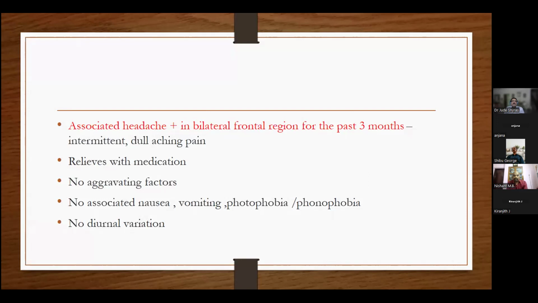If the mass is invading into the nerves of the area, it could produce neuralgic headaches. Agree. Which nerve? It can invade the infraorbital nerve, it can invade other branches, ophthalmic branches. So, the neuralgic headaches too are possible.